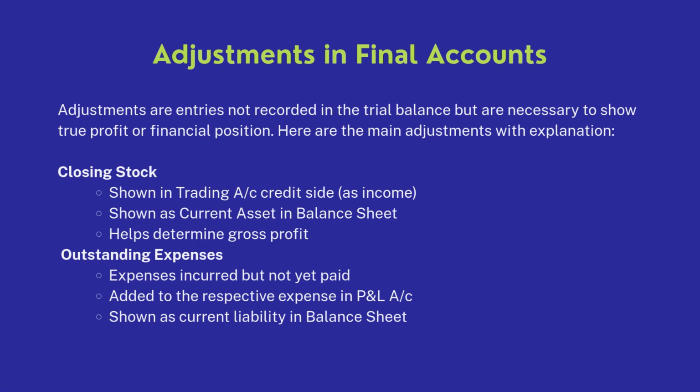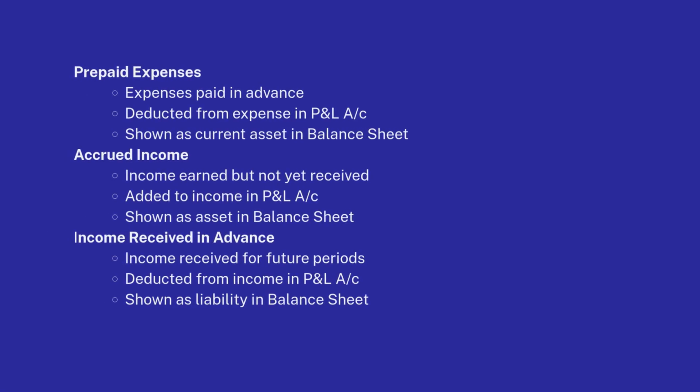Next, outstanding expenses. Expenses incurred, but not yet paid. It is shown in debit side in profit and loss account. It is shown as current liability in balance sheet. Prepaid expenses. It is expenses paid in advance. It is shown in debit side in profit and loss account. It is shown as current asset in balance sheet.